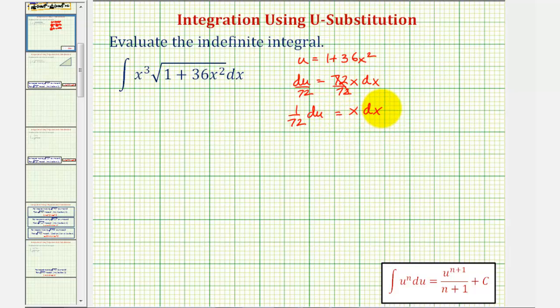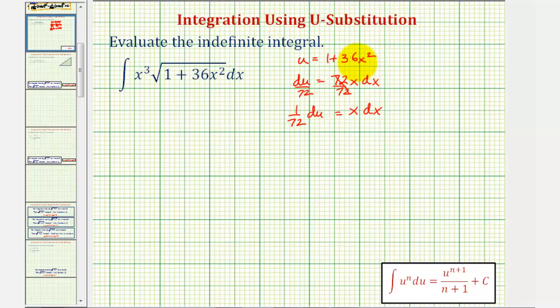So looking at the integrand, notice how we don't have x dx, we have x cubed dx. So this x would take care of one of these factors of x, but we have a factor of x squared remaining. What we can do here is solve this equation for x squared. That would give us a substitution in terms of u.